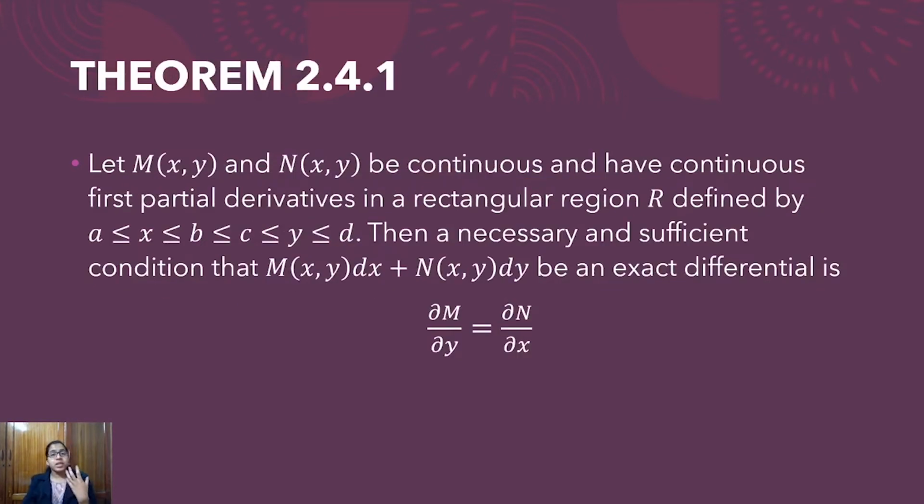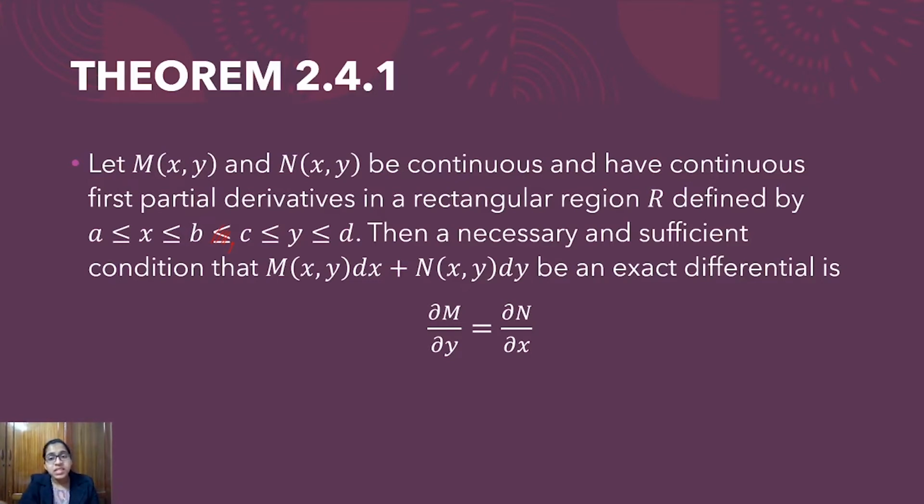Next is an important theorem. It is the condition that helps us check whether a given differential expression is exact or not, so it's very important. The theorem is as follows: let M(x,y) and N(x,y) be continuous and have continuous first partial derivatives in a rectangular region R, defined by a less than or equal to x less than or equal to b, c less than or equal to y less than or equal to d.